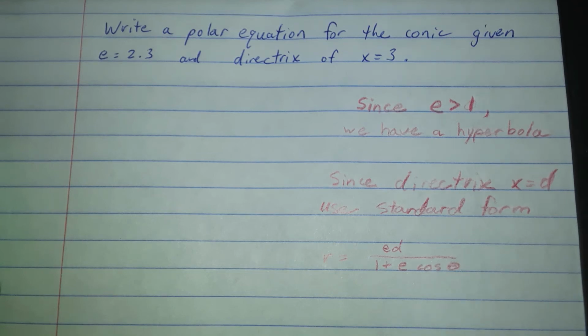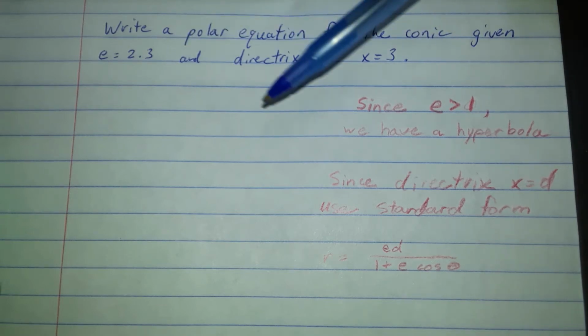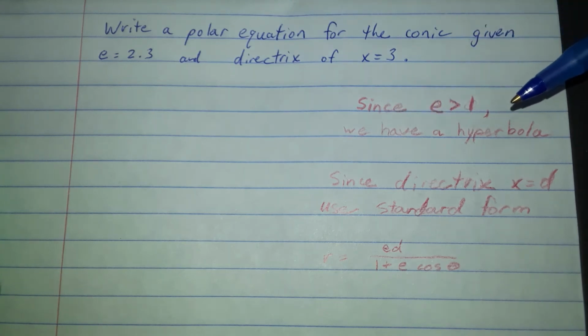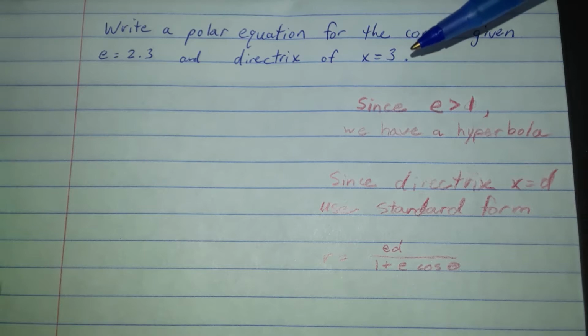We are going to write a polar equation for the conic with the given eccentricity 2.3 and having a directrix with the equation x equals 3. Since the eccentricity is larger than 1, we know we have a hyperbola. And with the directrix occurring at x equals 3, it's of the form x equals d.